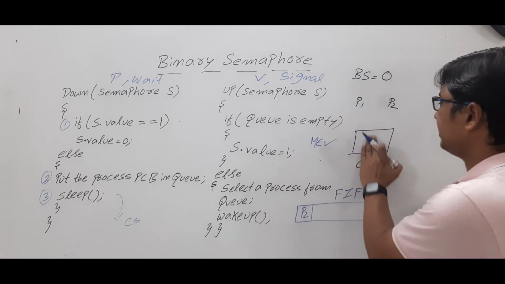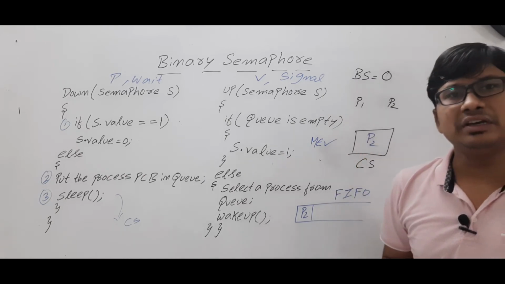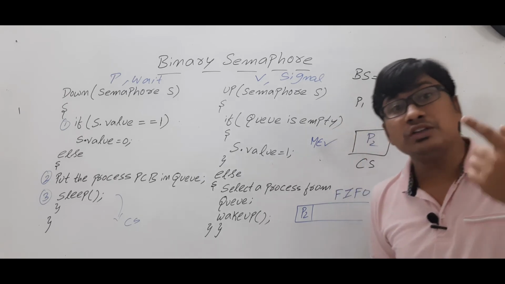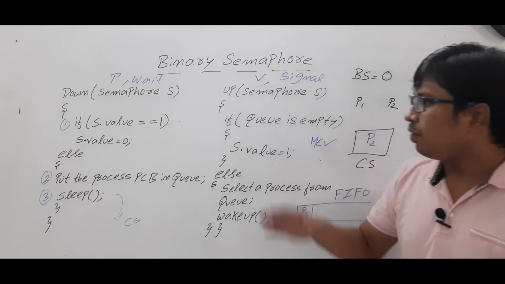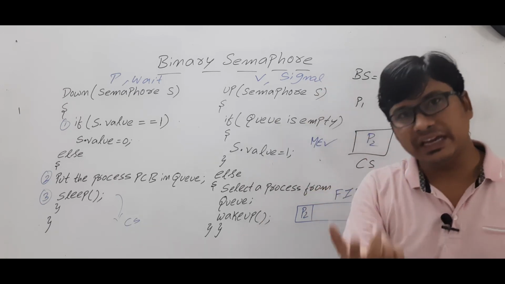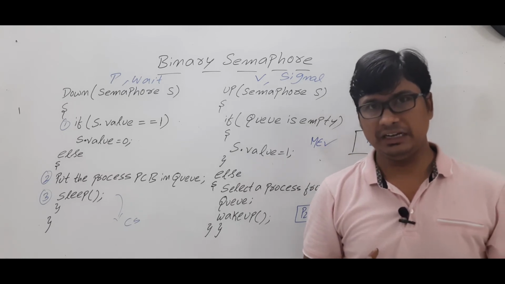So process P1 left the critical section. Now process P2 entered into the critical section. Now let's take that process P1 wants to enter into the critical section. Already it has executed the critical section, then the exit section. Now again, if there is a critical section, it has to perform the down operation. Am I right or wrong?